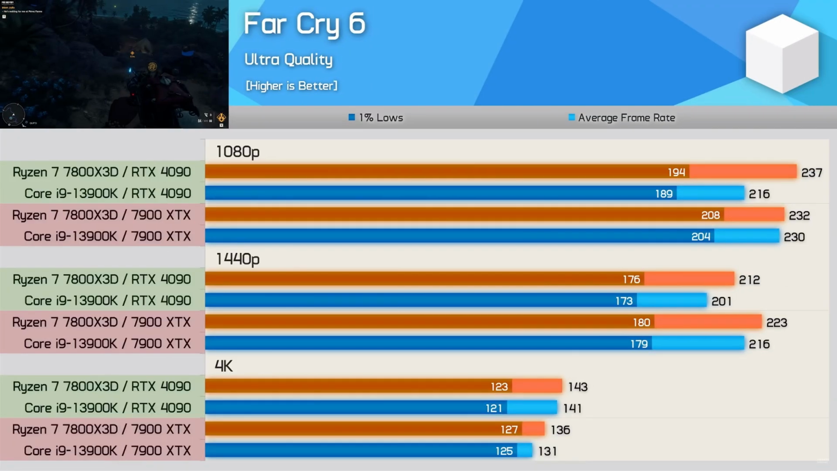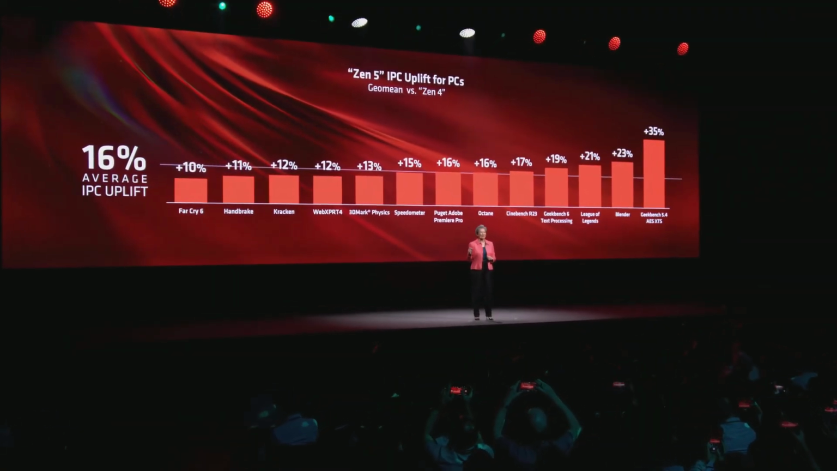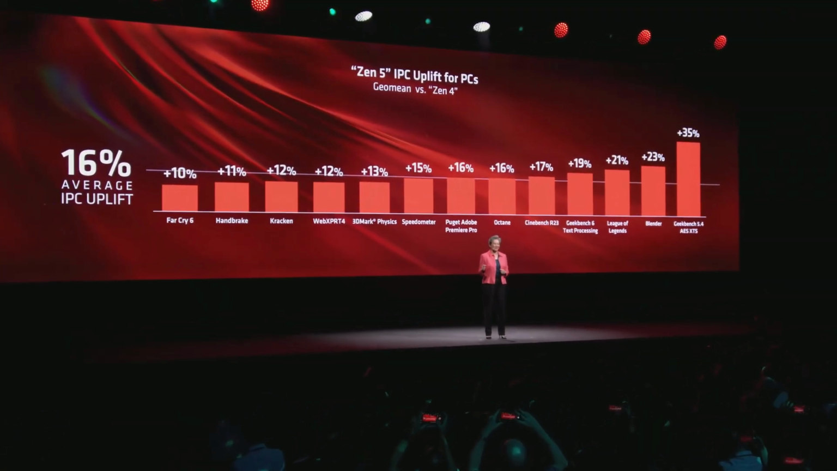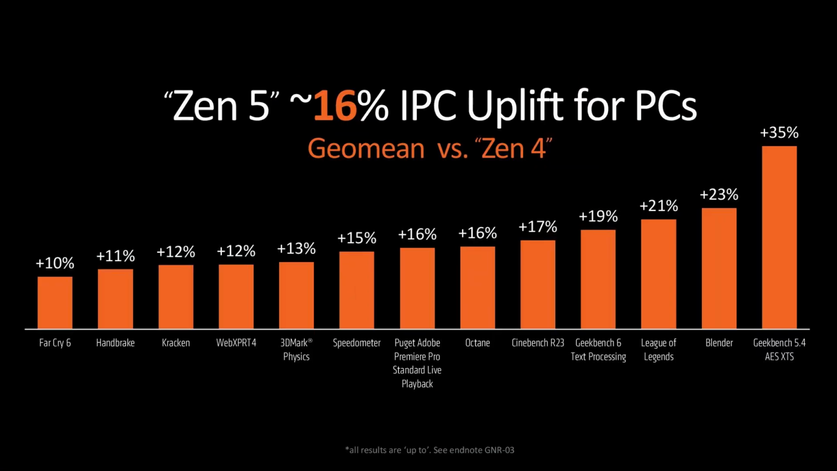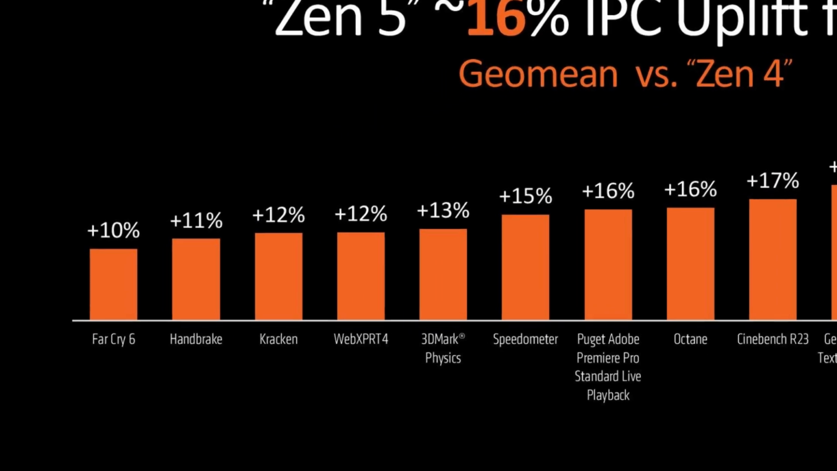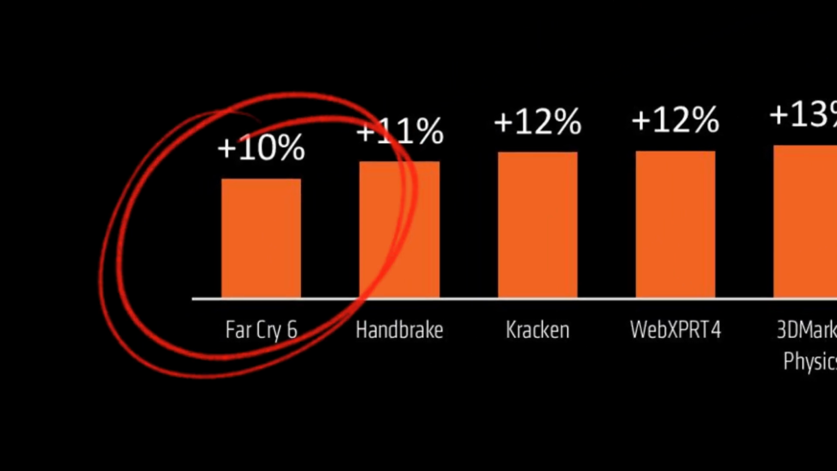Now let's go back to Far Cry 6 again, because AMD did actually provide some data with Far Cry 6. It was a little bit later on in the presentation, but we'll check that out real quick. "And we're delivering an average of 16% higher IPC across a broad range of application benchmarks in games." So yes, it is a 16% IPC uplift, but for Far Cry 6 specifically, we only have that 10% number that they gave us.